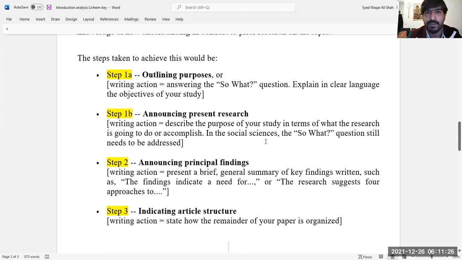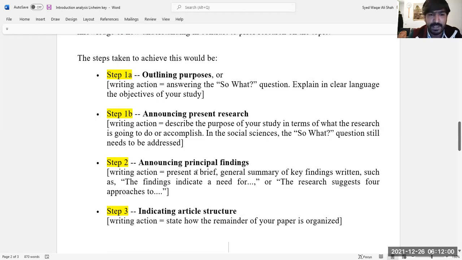For example, you have given the background about the topic that you are going to study, but the question is, so what? If, let's say, there is a problem in teaching material, then so what? I need to write a very clear picture of how this topic is important and why it is important to study it. What kind of benefits would this offer to society, to academia, and to the field?